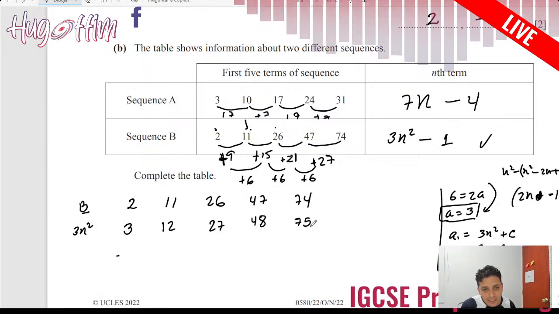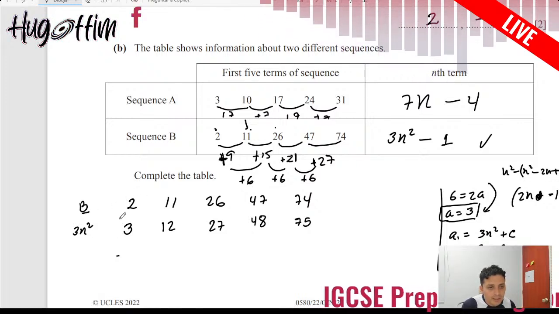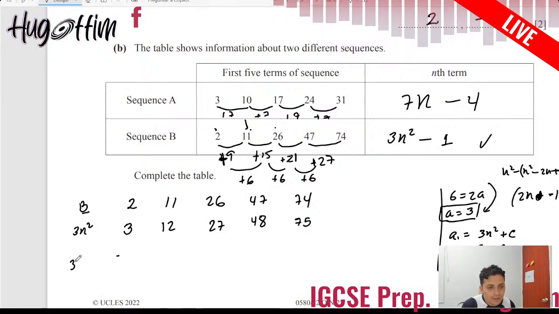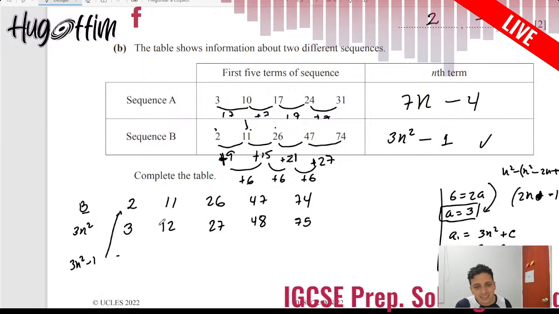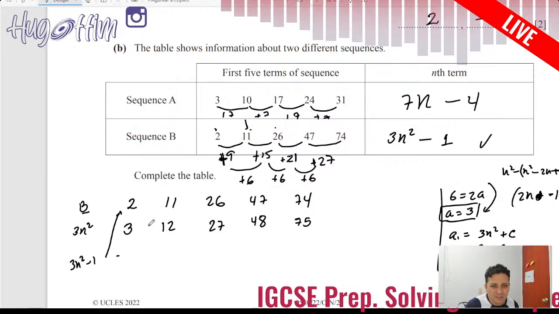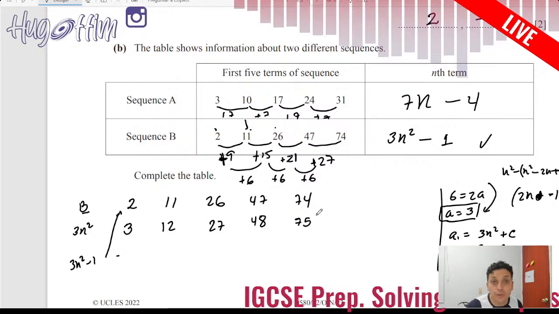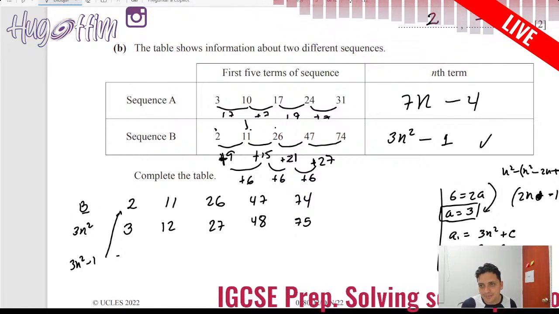And as you can see, the list of these numbers is just one more than the number here, so you just need to get 3n squared minus 1 to get this one. Yes, this is the other way to do it. I forgot that this is another way to do it, but I hope that you like both.